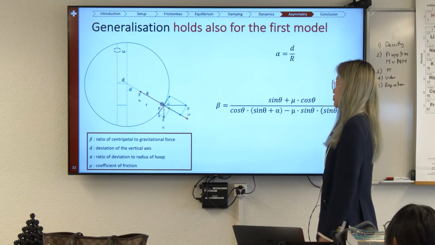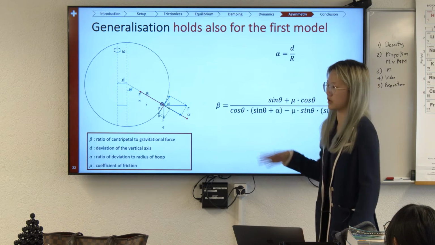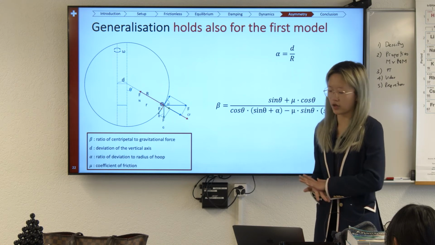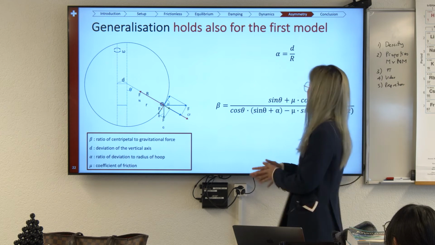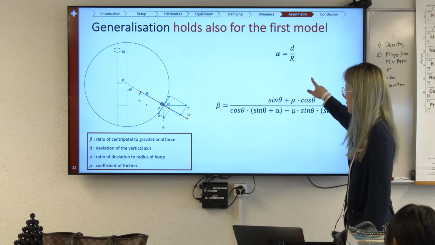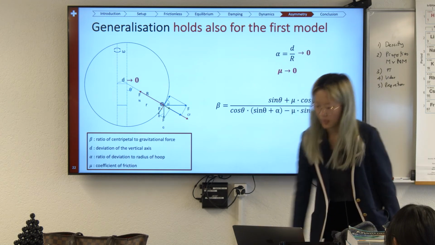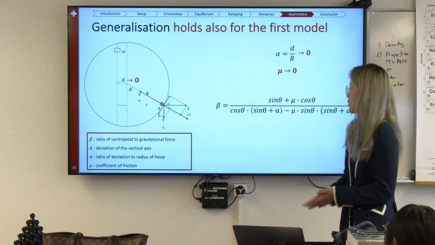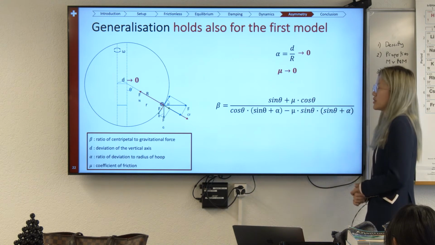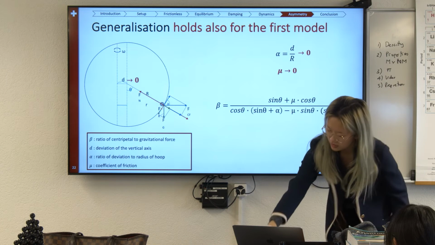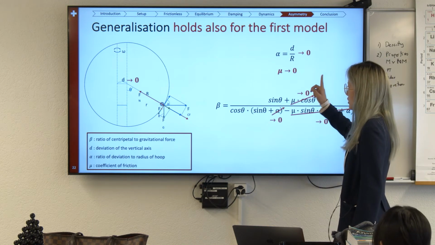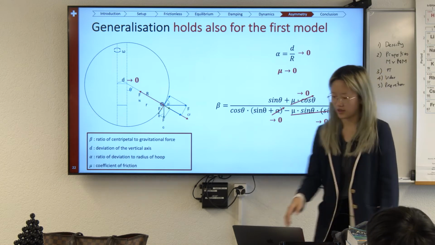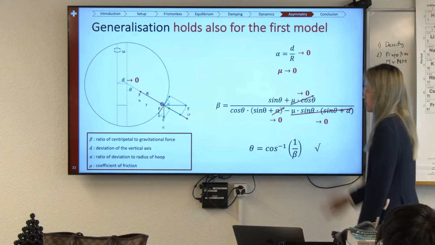However, this also holds true for the first model we derived earlier without the friction and without the deviation from the hoop, because if the deviation is 0, then alpha would equal 0, and also if we neglect the friction, the coefficient of friction will be 0 as well. So then you can eliminate some of the terms that include mu and alpha, and you end up with the same relationship.